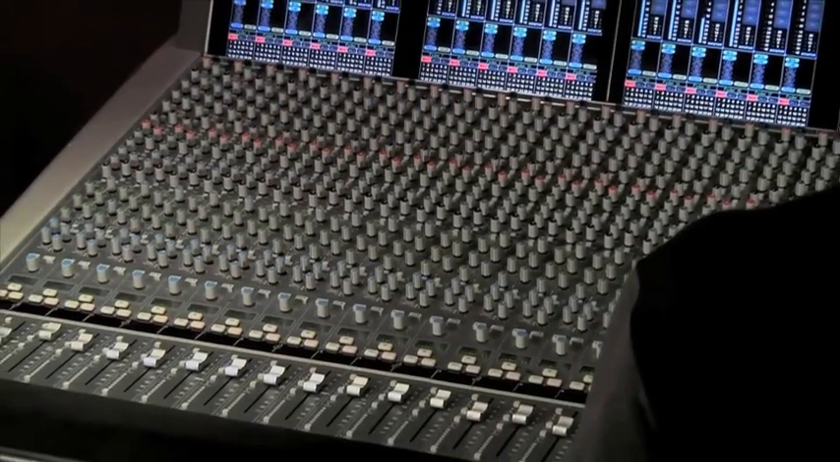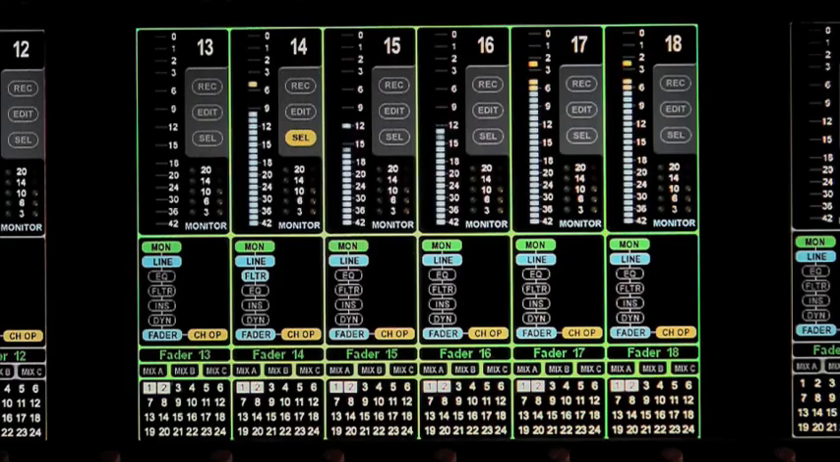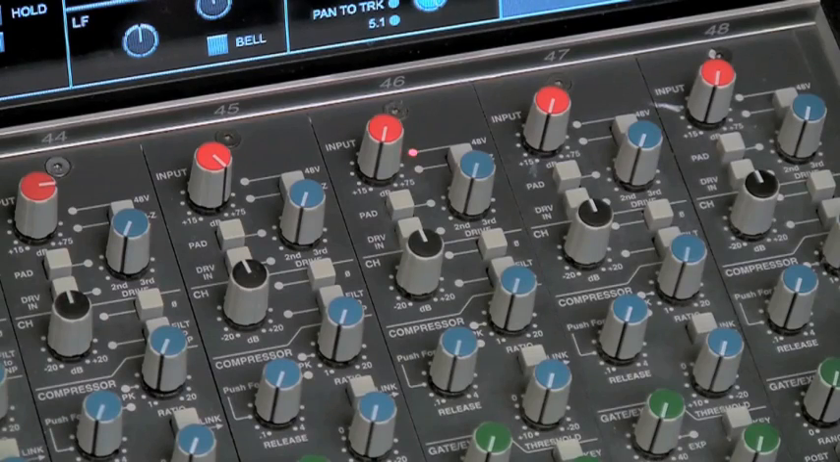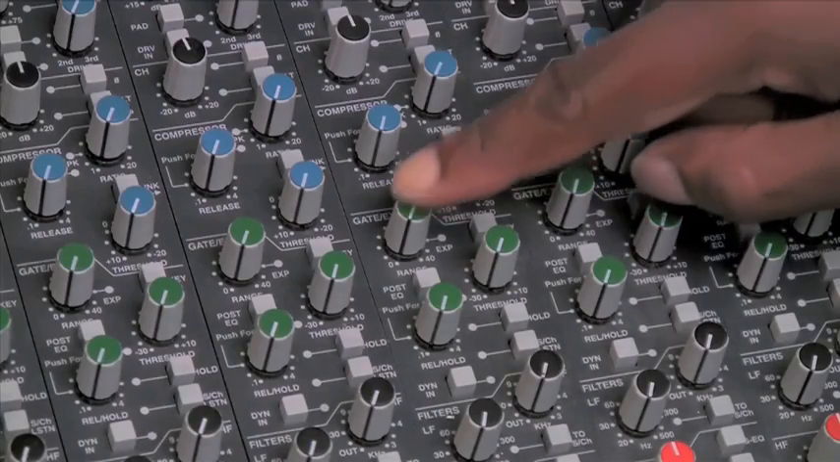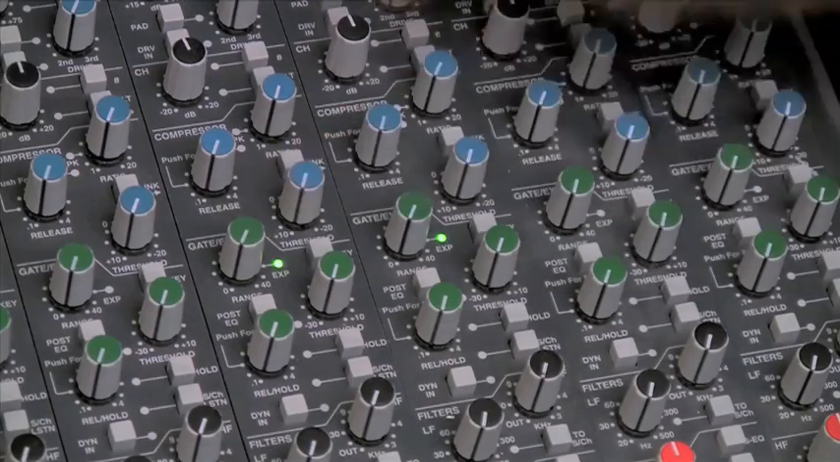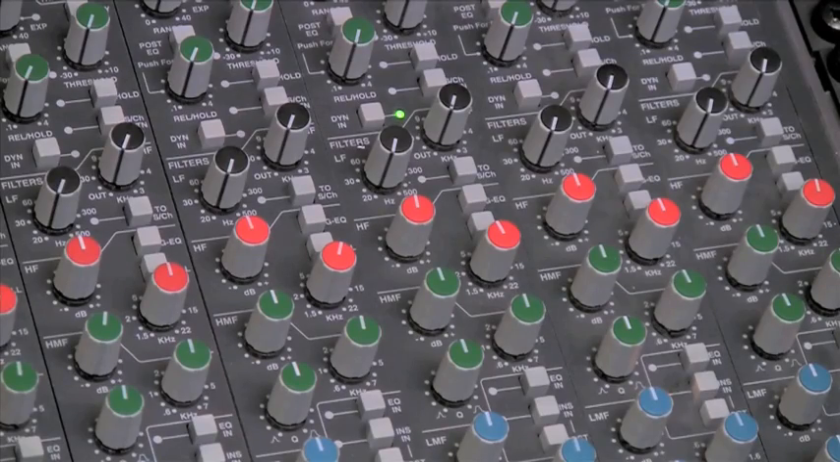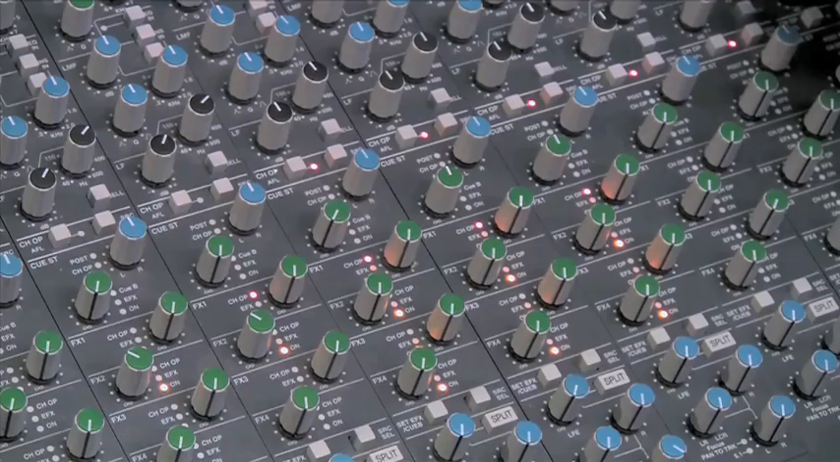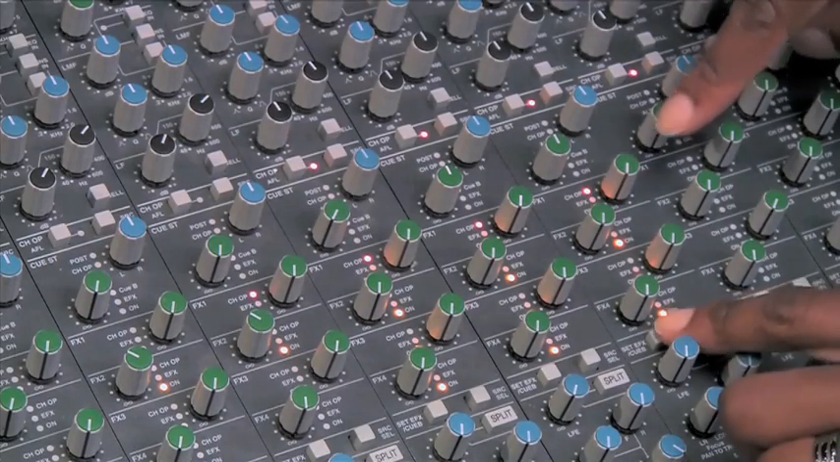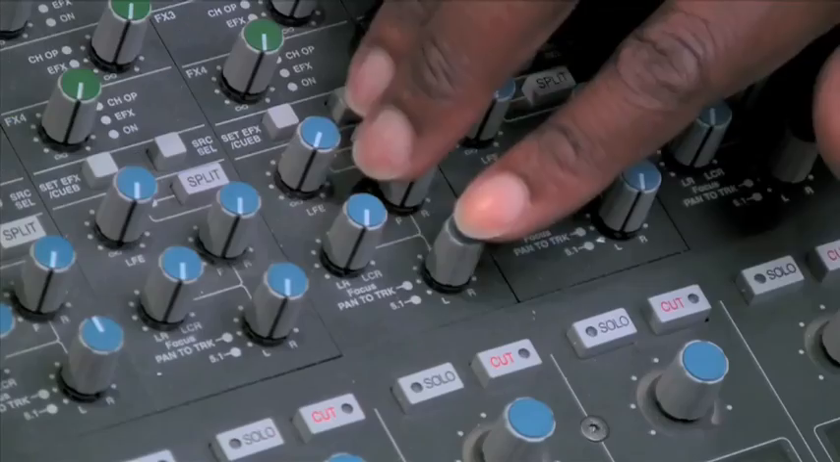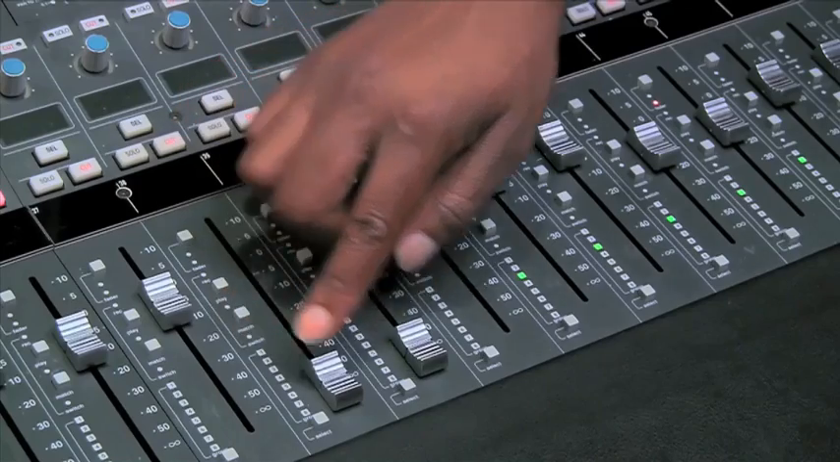So that was the SSL Duality channel strip, starting at the very top with the meter bridge, then looking at the channel input section, the mic pre, the dynamic section, which contains the compressor and expander gate, followed by the filter and EQ section. The auxiliary send section or the effects output section with the stereo cues, the pan section, and finally the fader section.